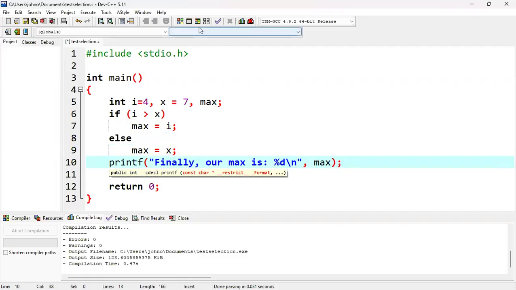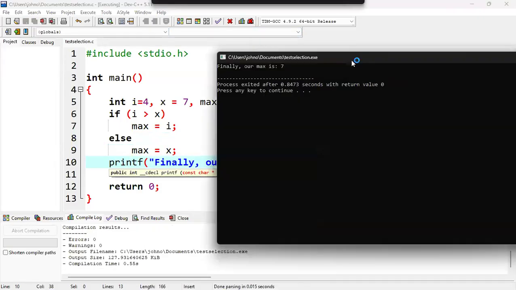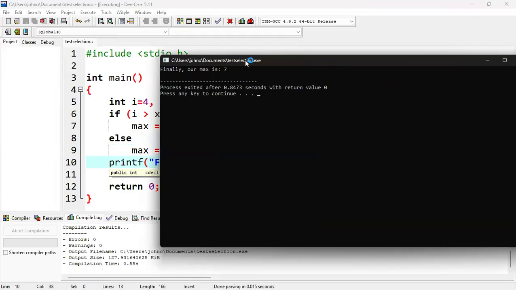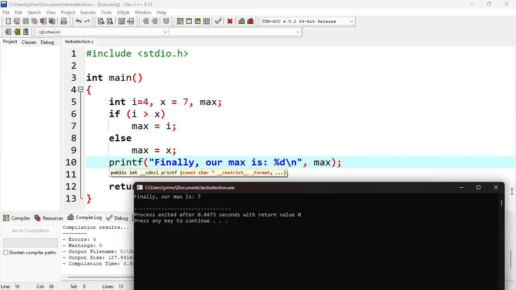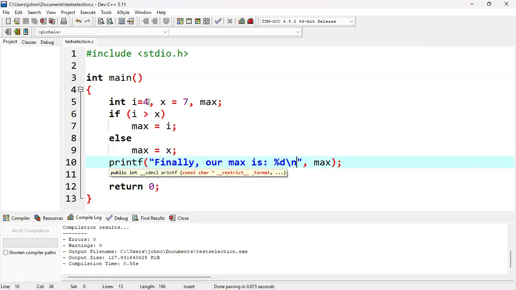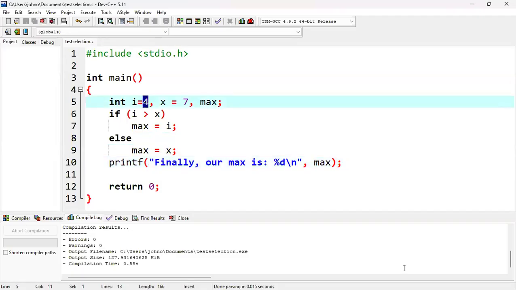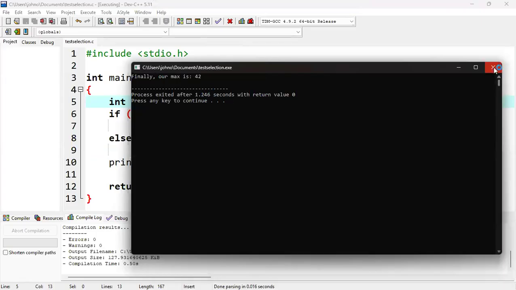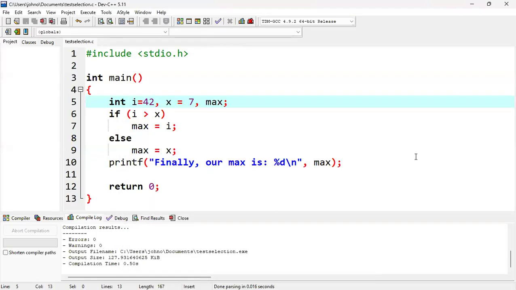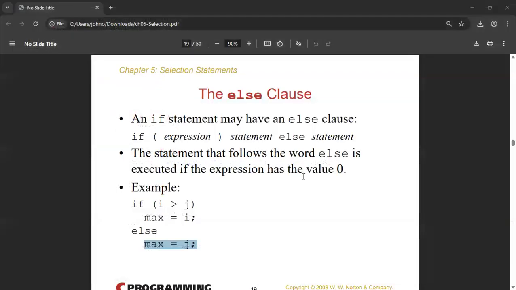All right, so let's run our code. It says finally our max is 7. So our max is 7, between 4 and 7. So let's change the value of I to, let's say, 42. If we evaluate our program, our max will change. Our max will become 42. All right, so let's go back to our slide.